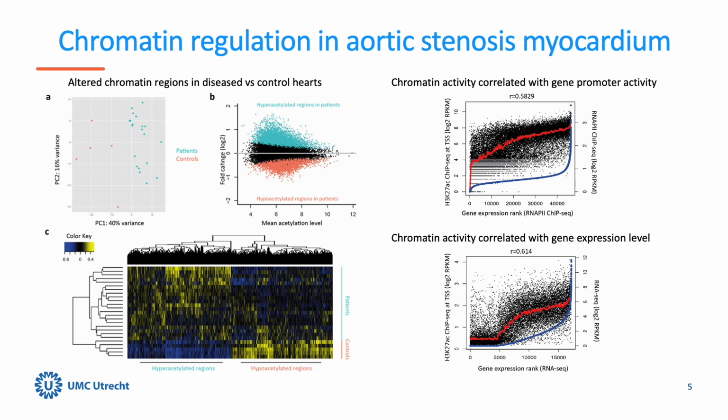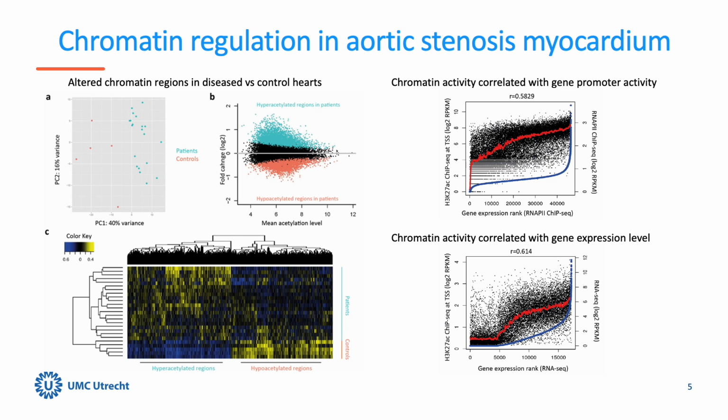Using this protocol, we successfully isolated chromatin from small needle biopsies from diseased hearts due to aortic stenosis. We identified altered chromatin regulatory regions in diseased hearts compared to non-failing donor hearts. We also studied the correlation between gene promoter activity and gene expression levels.